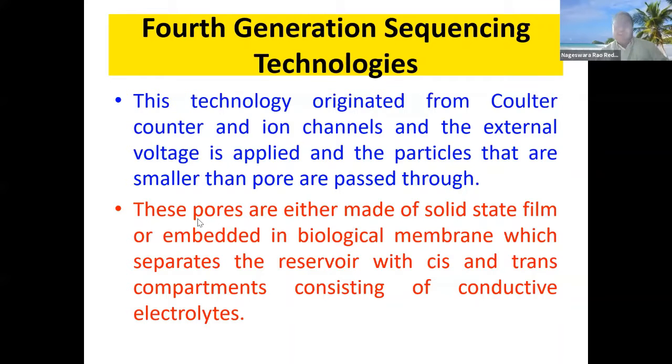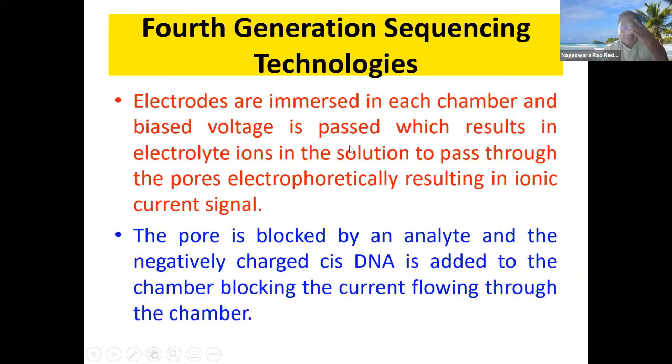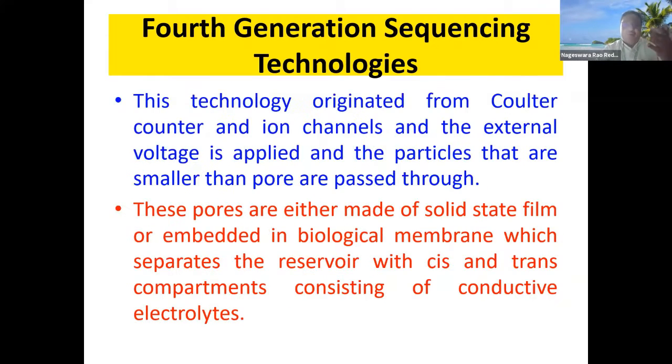So here you can see that there are pores made up of either solid state film or biological membrane. There is a chamber and reservoir with cis and trans compartments of electrolytes. The electrolytes are immersed in each chamber, bias voltage is passed, and ions are passed through the pores, resulting in the current signal. And this current signal is detected by the Coulter counter ion channels and converted to voltage.